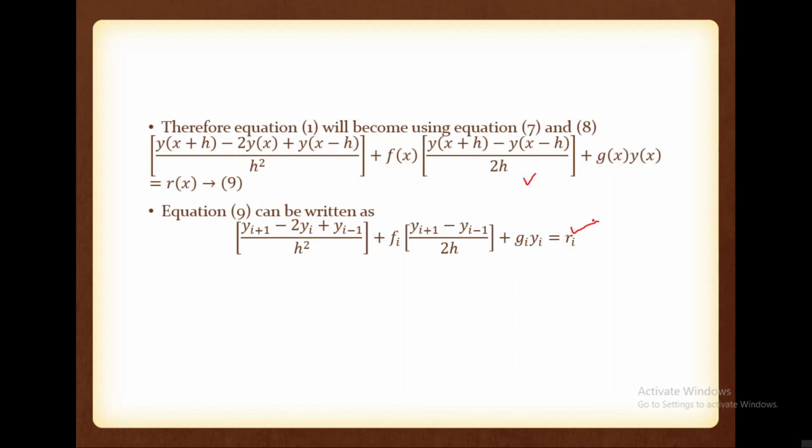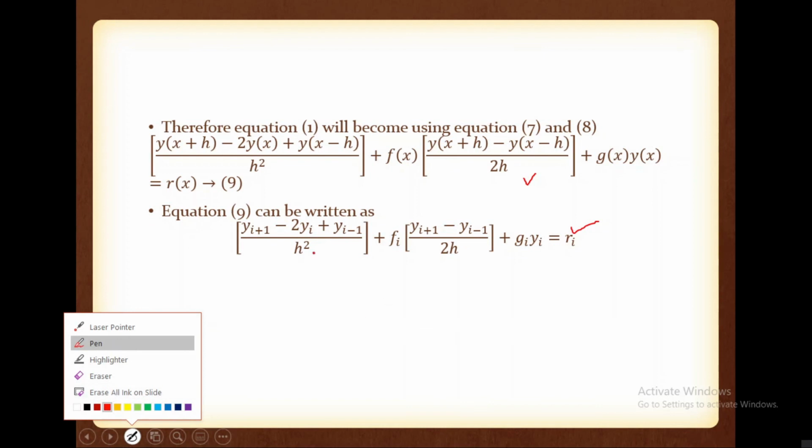So this is (yi+1 - 2yi + yi-1)/h² + fi (yi+1 - yi-1)/2h + gi yi = ri. So please note down this equation. Okay, so please note the given equation is modified into this form. This is the first step of the procedure that you have to follow.